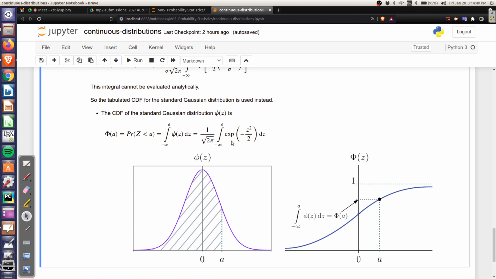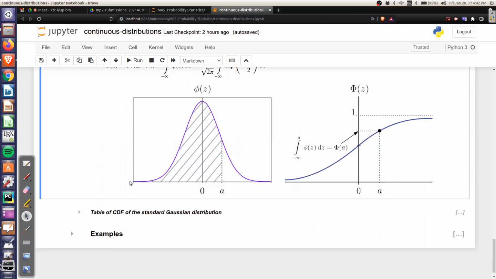So we have to basically integrate this. This is the standard Gaussian PDF, and its CDF is going to look something like this. Okay, so what does this really mean? What it means is this.